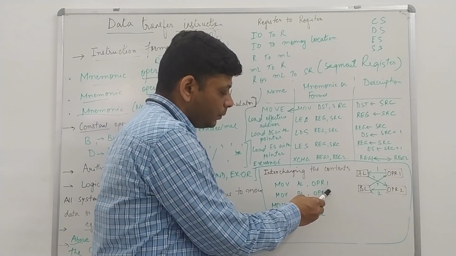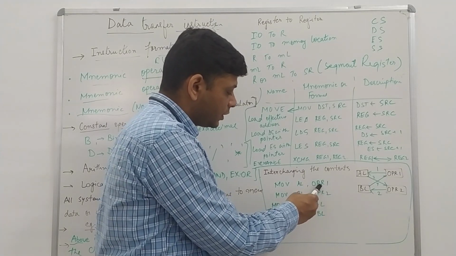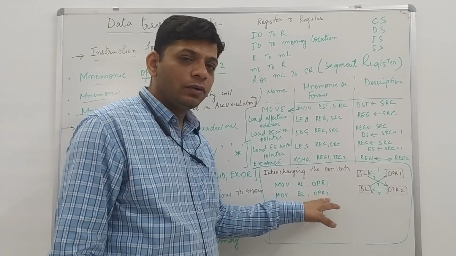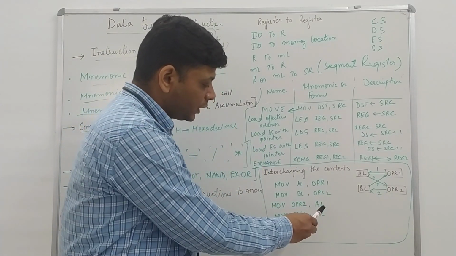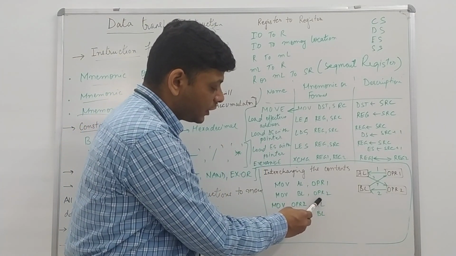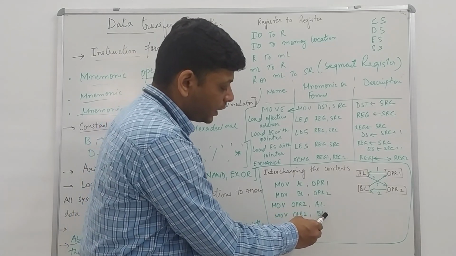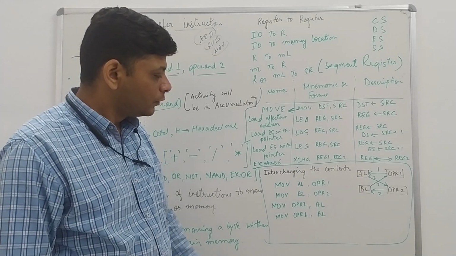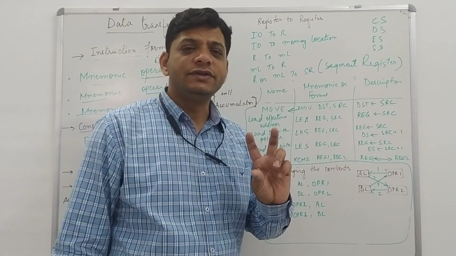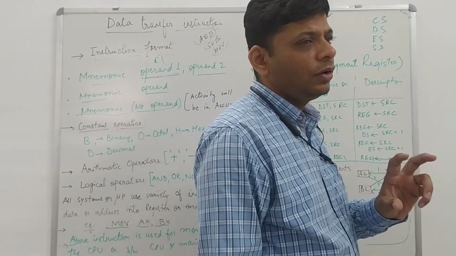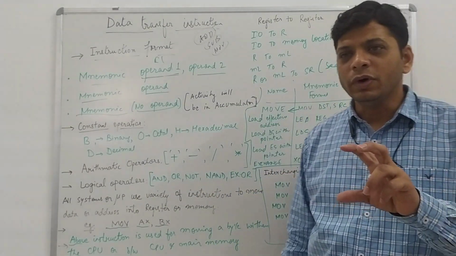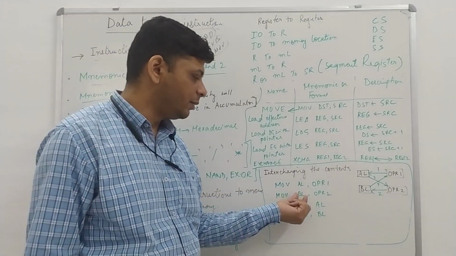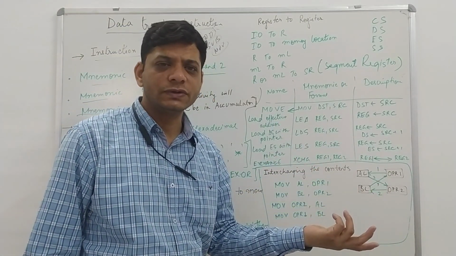The content of OPR2, that is register 2, is transferred to BL. Now OPR1 and OPR2 are empty. So the content of AL is transferred to OPR2 and the content of BL is transferred to OPR1. Right? So in this way we can interchange the content of any register with another register. AL, BL, likewise we can have other registers also.